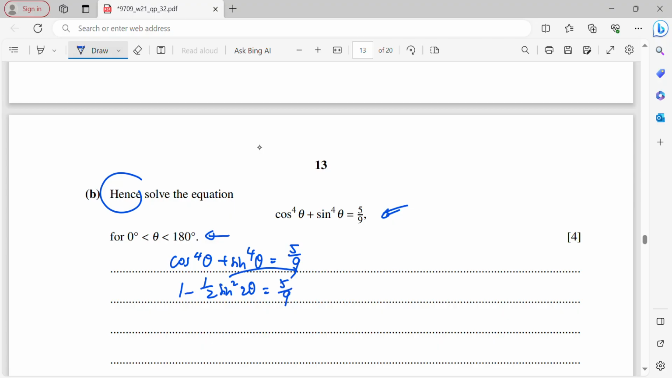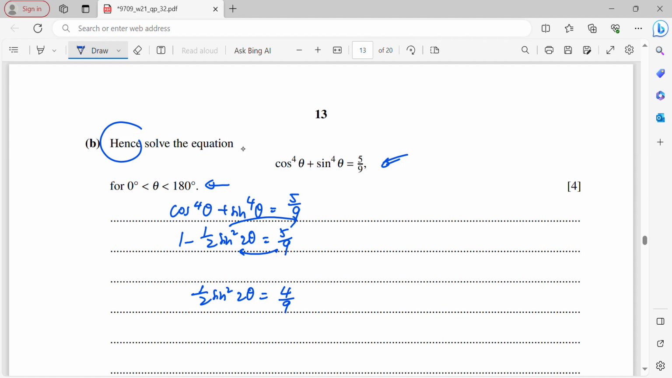So move this to the right side and move 5 over 9 to the left side. I'll get half sine squared 2 theta is 1 minus 5 over 9, which is 4 over 9. Then now, my sine squared 2 theta, times 2, will be 8 over 9. Then now my sine 2 theta is plus minus square root 8 over 9.